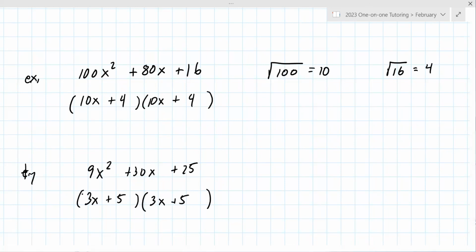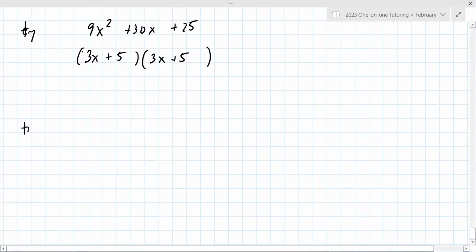Let me see if I can find a different one. I guess we don't have this. Okay, let me make up one here for you to try. 64x squared. Sorry, I just have to do a little mental math here. I have to run to the bathroom real fast. Okay, I'll be back in a minute.